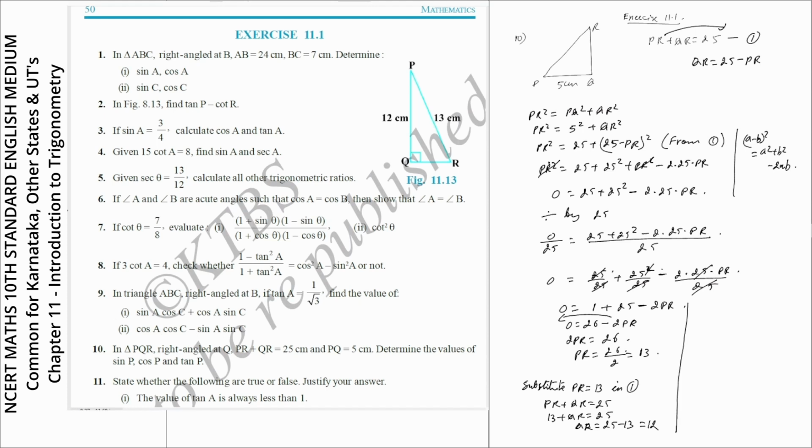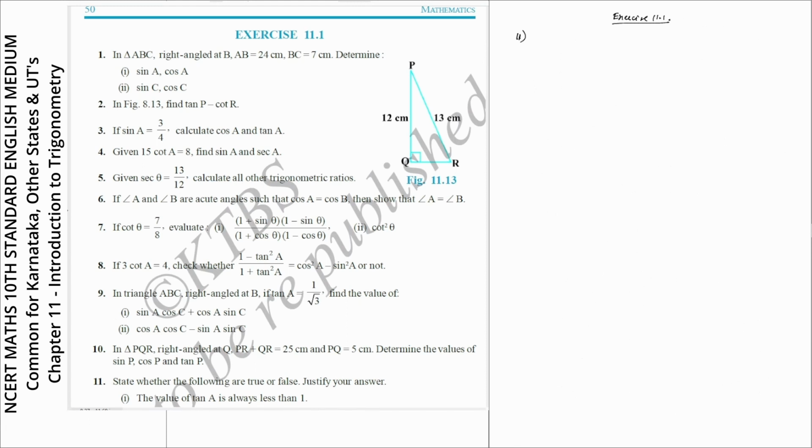So I am writing in the diagram, you can check it. QR is 12 and PR how much I got? 13. Now what is sine of P? Sine of P is opposite by adjacent, that is 12 by 13. Now what is cos of P? Cos of P is adjacent by hypotenuse, that is 5 by 13. Now what is tan of P? Tan of P is opposite by adjacent, that is 12 by 5.